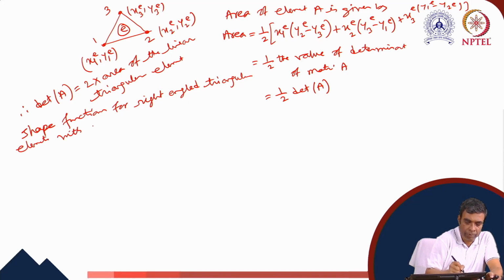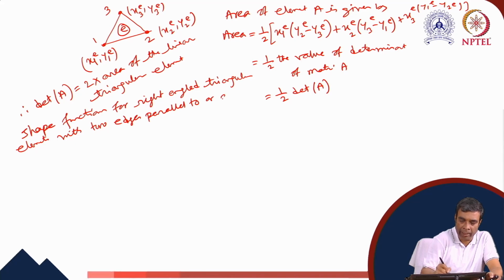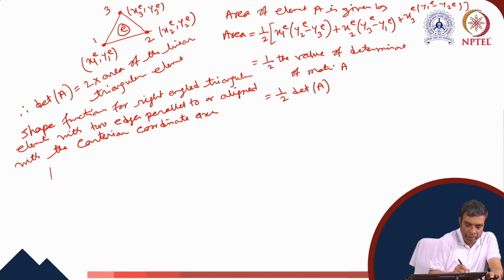with two edges parallel to or aligned with the Cartesian coordinate axis. So let us first consider this example of a linear triangular element with local nodes 1, 2 and 3.